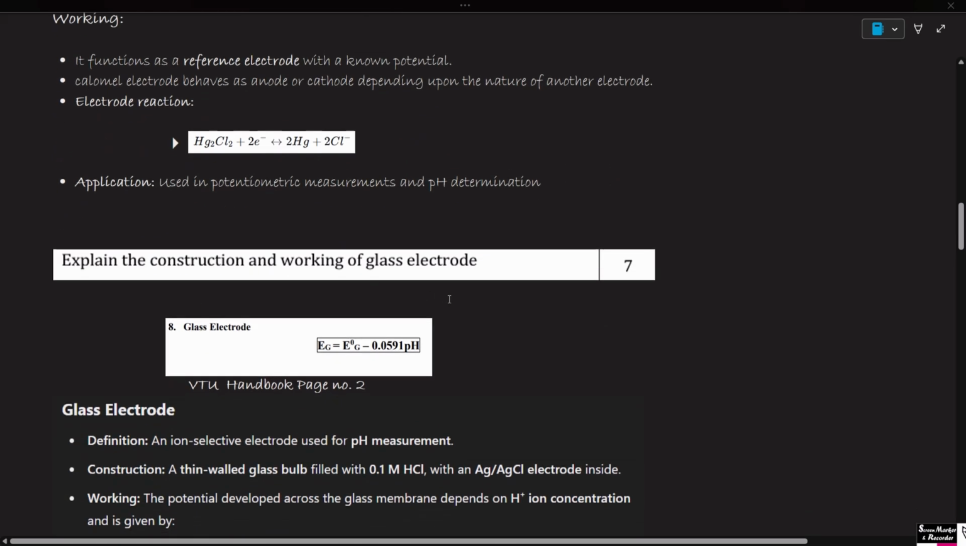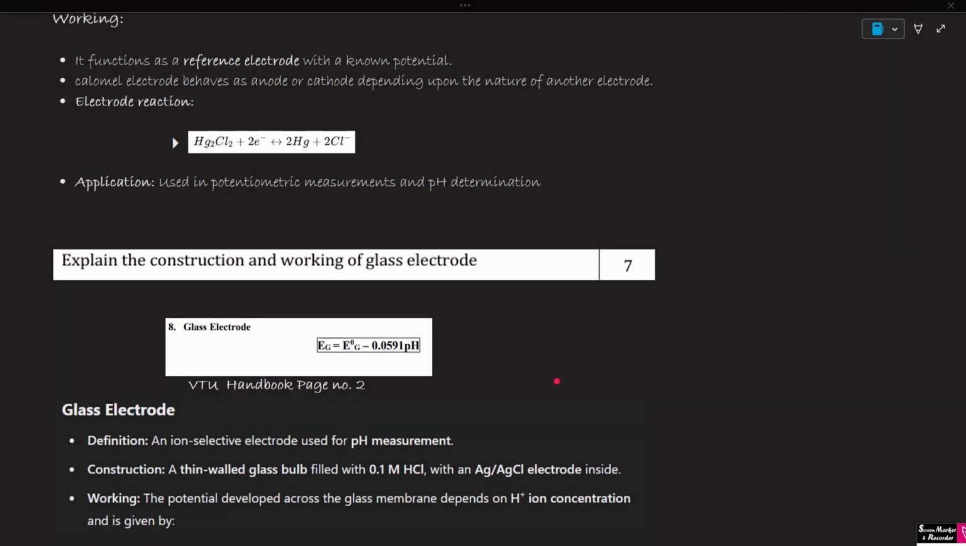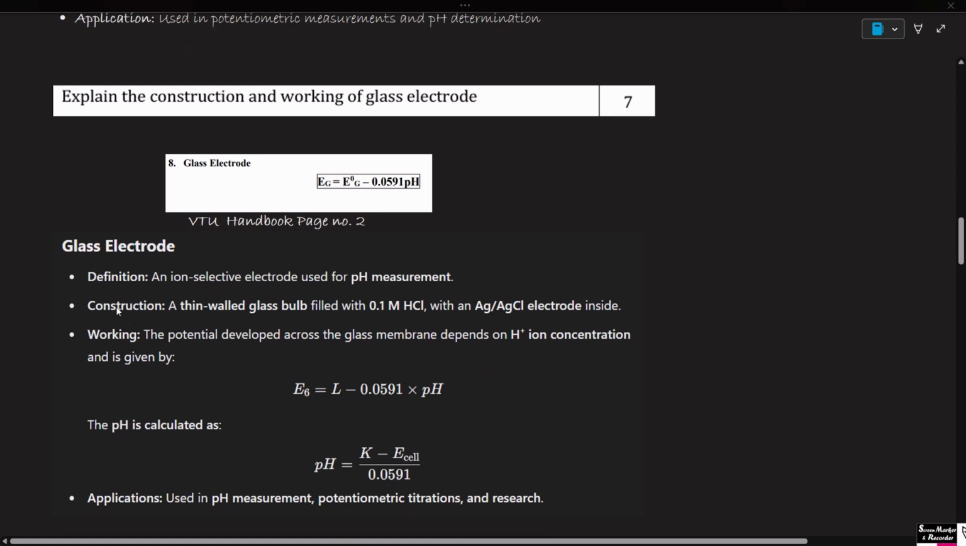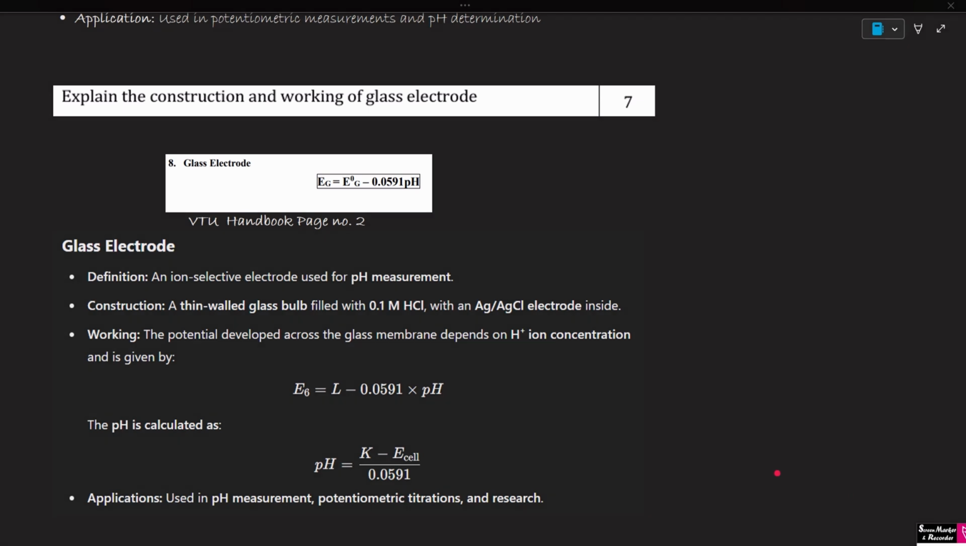Explain the construction and working of glass electrode. So coming to the glass electrode, this is the equation that is in the VTU handbook. You can write this equation and grab extra marks. Coming to the definition of glass electrode: an ion selective electrode used for pH determination. It is an ion selective electrode that is used for pH determination.